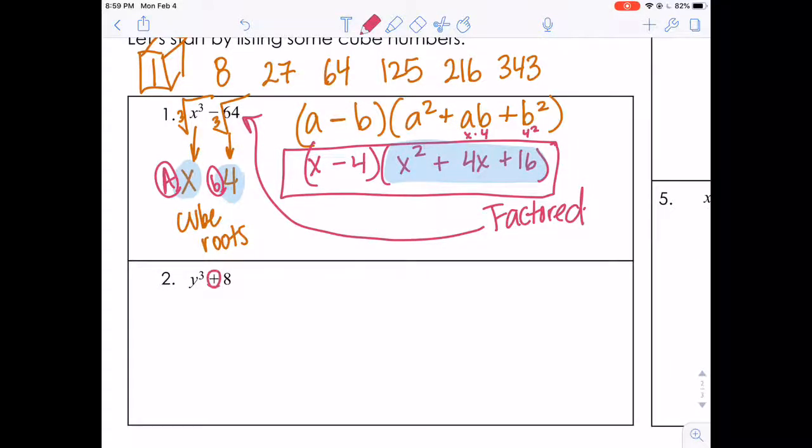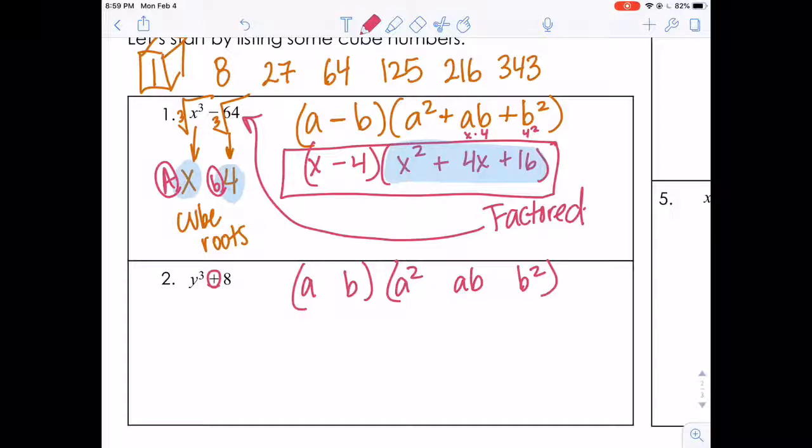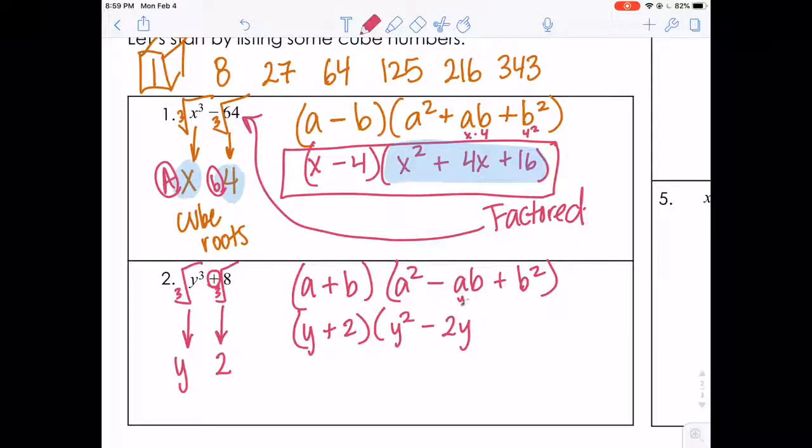This one is addition. So I know it's a and b, a squared, ab, b squared. And I know it's addition, so it starts with addition, switches to subtraction, always positive. And then I'm going to take the cube root of this, so that turns into just y, and the cube root of this turns into just 2. So I'm going to have y plus 2, and then y squared minus 2y, y times 2, remember, and then plus, this is 2 squared would be 4. So this would be my answer here.